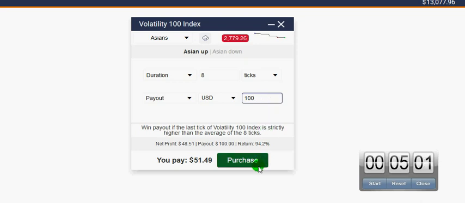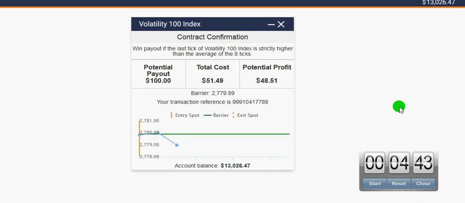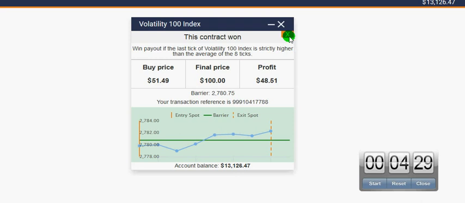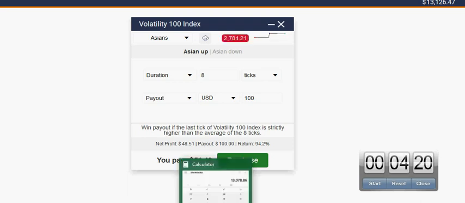So I have to wait. The last two numbers have to be between 90 to 99. 91, we click on purchase. So we won that trade. That's the second trade. So let me just quickly do the maths.